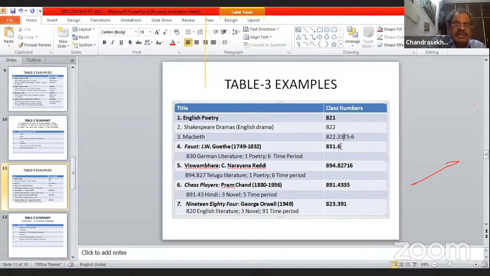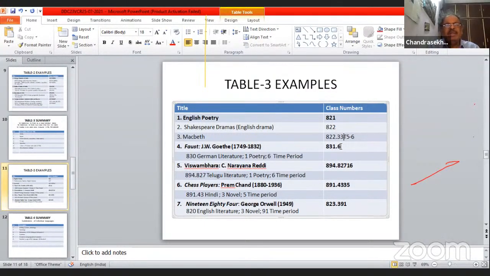So 820 is English literature. 3 is the fiction novel. Time period 9-1 indicates 1941, the 1940s. So 9-1 is given there. Like that, in literature we give the literature of the particular language. Then the form: poetry 1, drama 2, fiction or novel 3, literary essays 4, like that divisions we give.